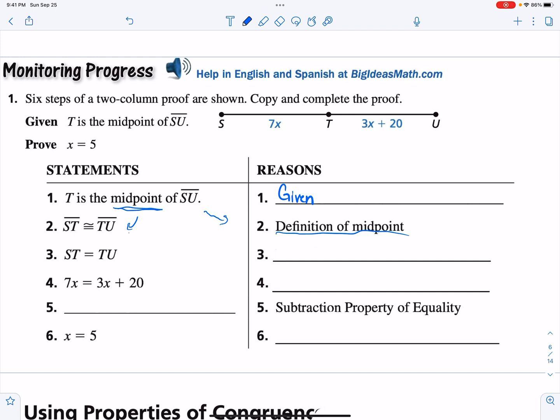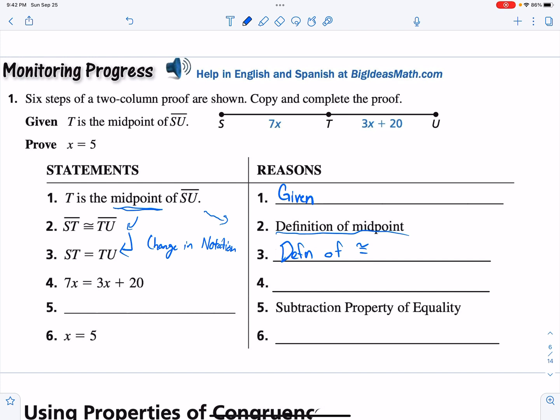The next thing down, and again, we wrote this down in our notes, and it was a bonus question on the test. You can see that ST is congruent to TU for the segments. The next line down is just a change in notation. All we did was change the notation so that we can do some math. Whenever we have that change in notation, we just write definition of congruence. That's all they did, a change in notation.